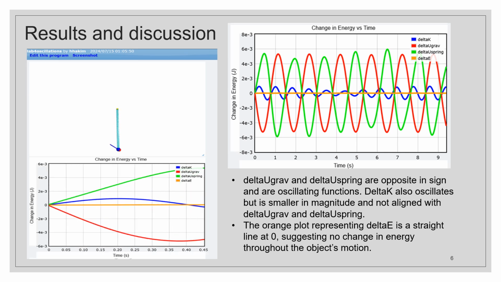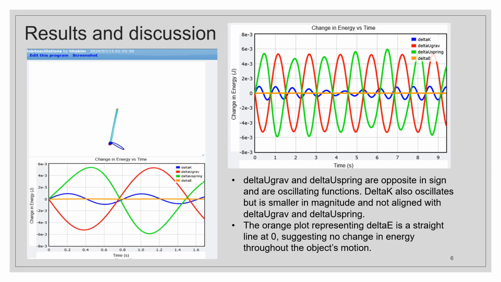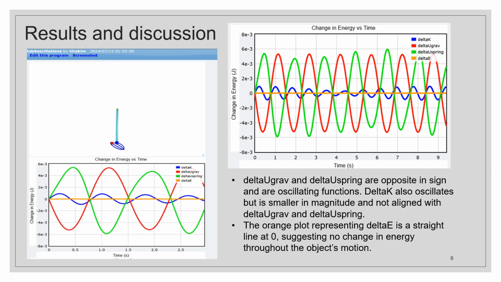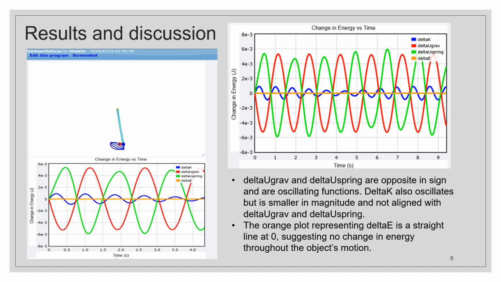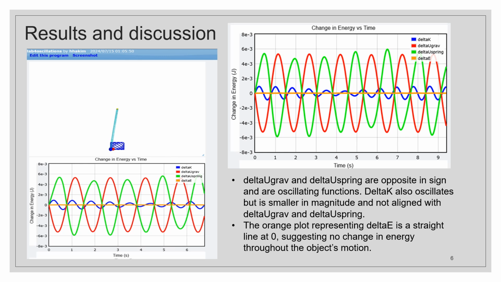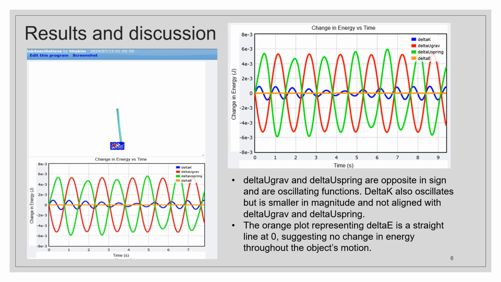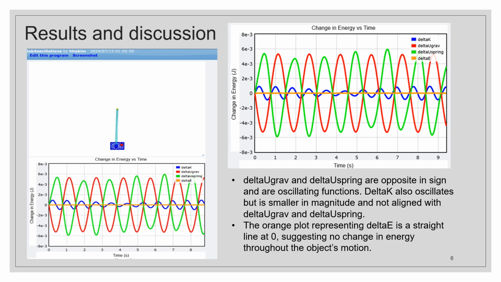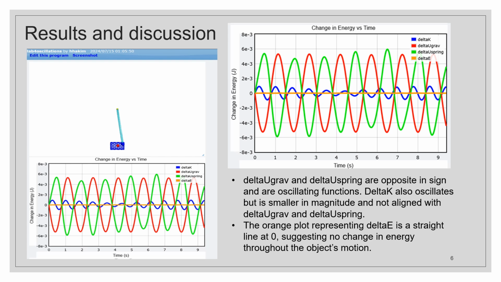Here is the result of the code. Delta U grav and delta U spring are opposite in sign and are oscillating functions. Delta K also oscillates but is smaller in magnitude and not aligned with delta U grav and delta U spring. The orange plot representing delta E is a straight line at 0, suggesting no change in energy throughout the object's motion.